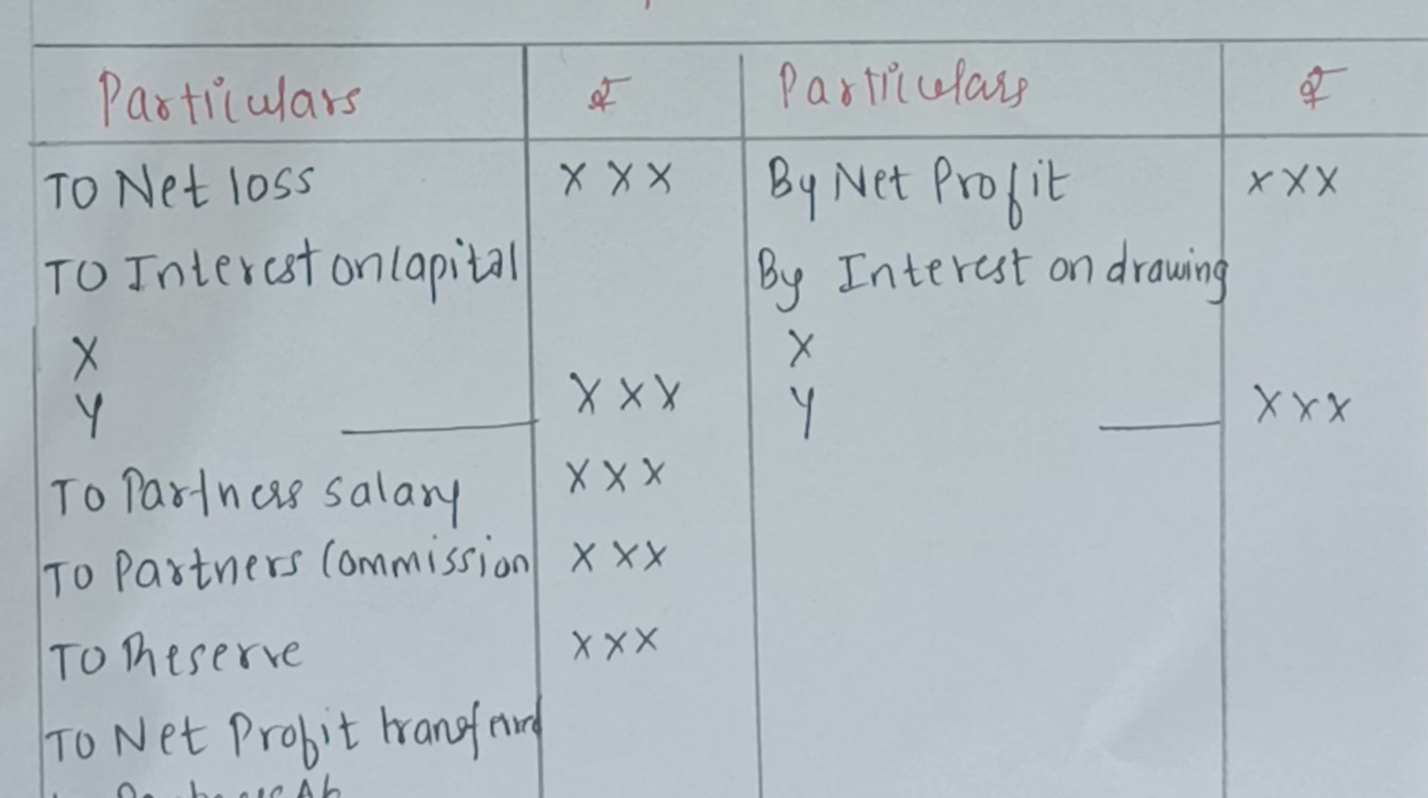Therefore, for the amount of money that he has contributed as the capital, we have to pay interest to him. So it is an expense to the company. Okay. Then next is partner's salary. So any salary that we are supposed to pay to the partner will come here.